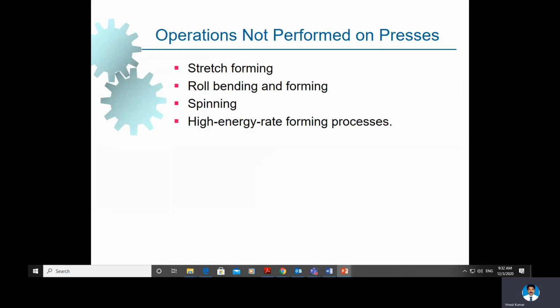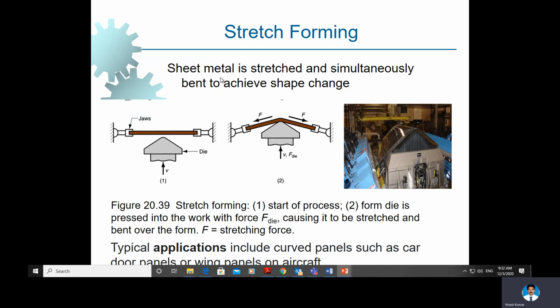In this part, we are going to discuss the manufacturing operations which are not performed on presses. The important processes which are not performed on presses, either hydraulic press or mechanical press, are stretch forming, roll bending, spinning, and high energy rate forming processes. So let us study one by one. Let us start with stretch forming.